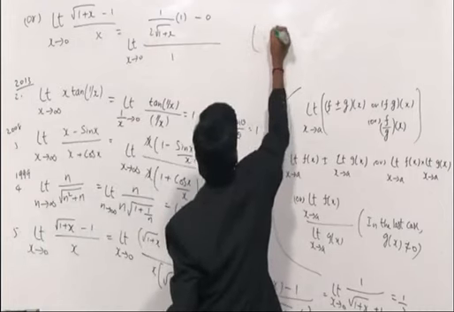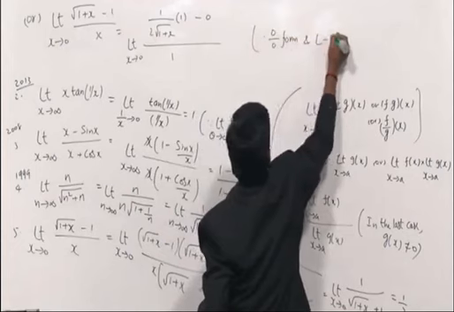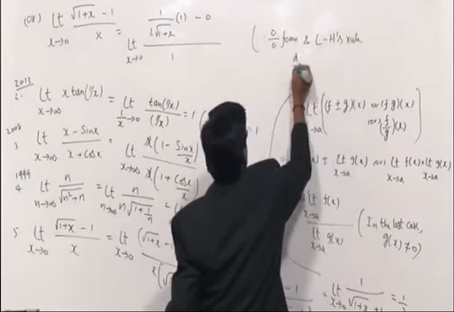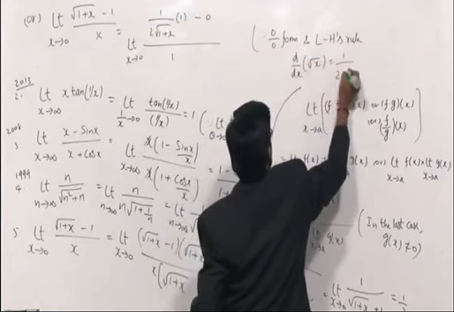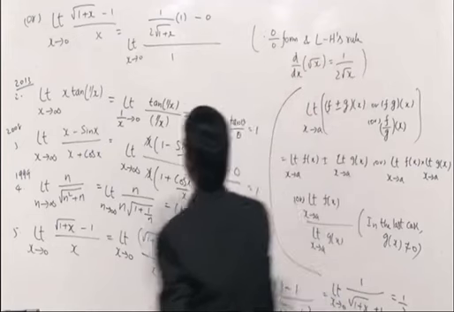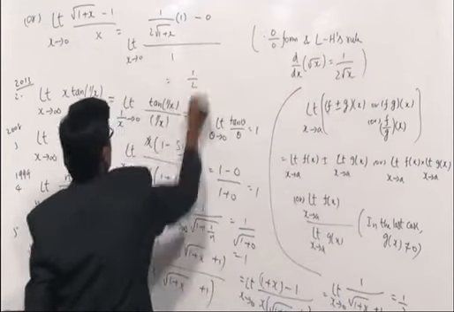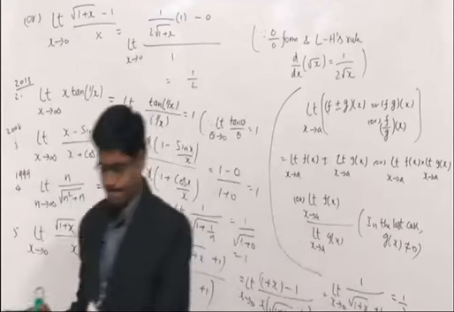Since it is 0 by 0 form, apply L'Hospital's rule and take the derivative with respect to x, that is d by dx of square root x is 1 by 2 root x. Now in the latter limit, if you put x as 0, then it gives 1 by 2, which we already proved in the previous method.